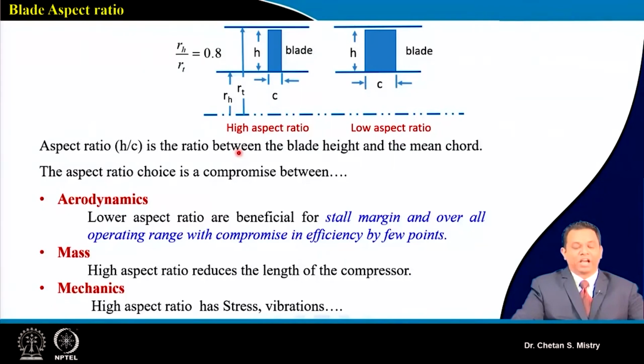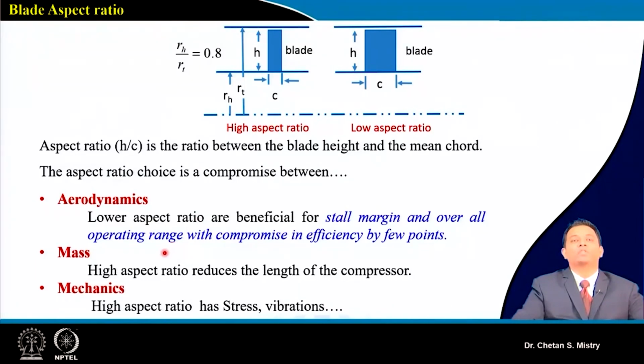So a low aspect ratio blade gives benefit in terms of stall margin, and that increases my overall operating range. Let me tell you, this operating range is the region from maximum mass flow rate to minimum mass flow rate. So a low aspect ratio blade gives us good stall margin and a higher operating range, but we need to compromise on efficiency by a few points. We will see the reason behind that, but you can understand that a lower aspect ratio blade has this kind of benefit.